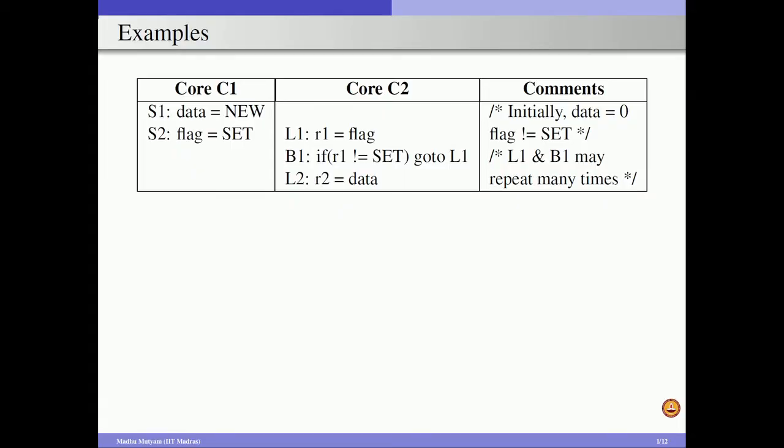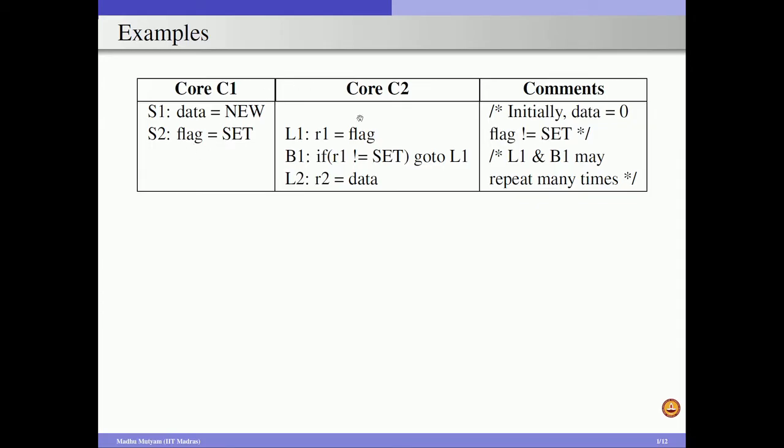So, consider a two core system where in core 1 we are executing this piece of code where there is a store instruction which is storing a value new into variable data, and another store instruction which is going to set the flag bit.